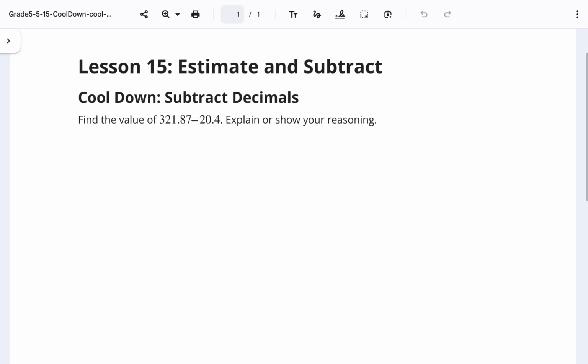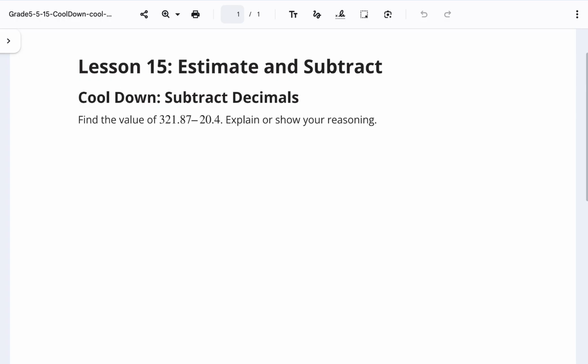Good morning, mathematicians. We're looking at our lesson 15 cool down, and in this cool down we are going to be subtracting decimals. Now, this says to find the value of 321 and 87 hundredths minus 20 and 4 tenths, and yes, we will explain or show our reasoning.